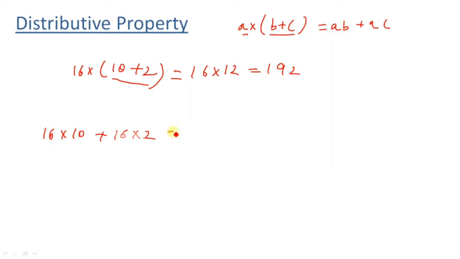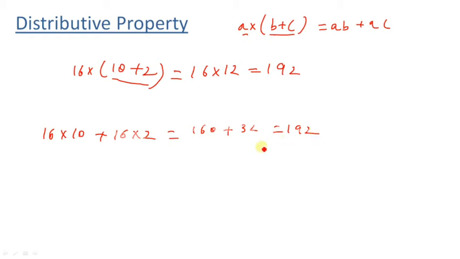Now we have 16 into 10 plus 16 into 2. Now 16 into 10 is what? It is 160, plus 16 into 2 is what? It is 32. It means 192. Okay, so these two became the same. So the distributive property is obeyed by the integers.